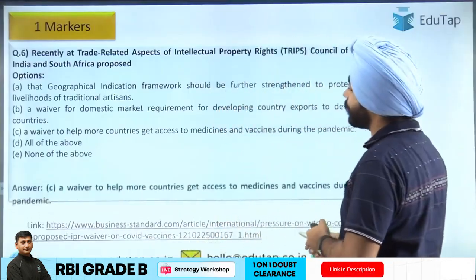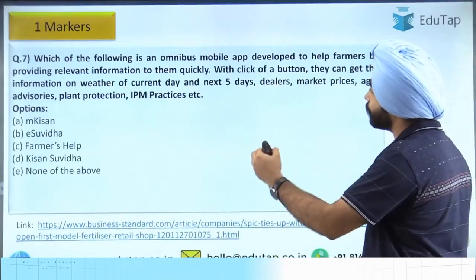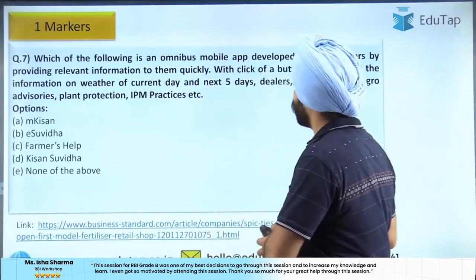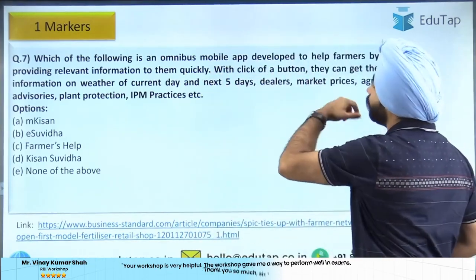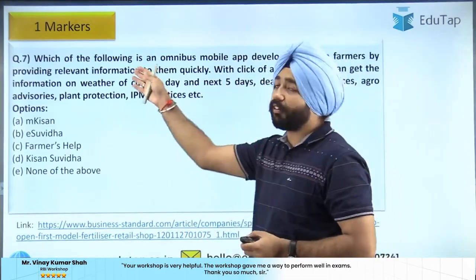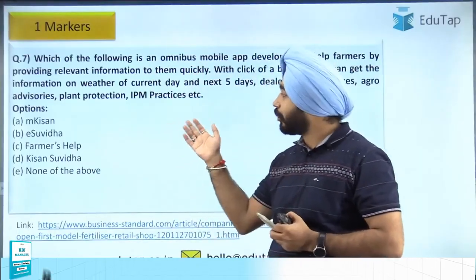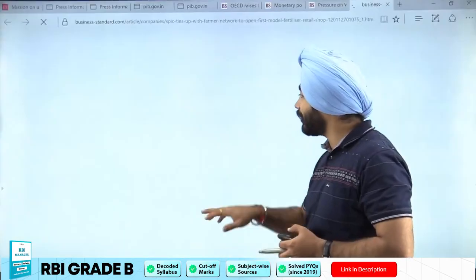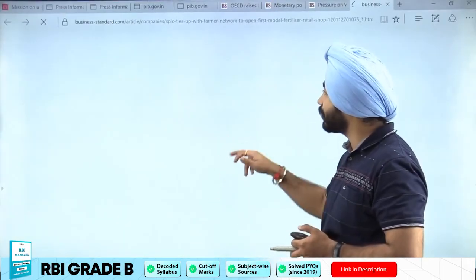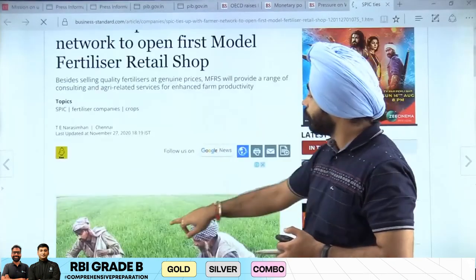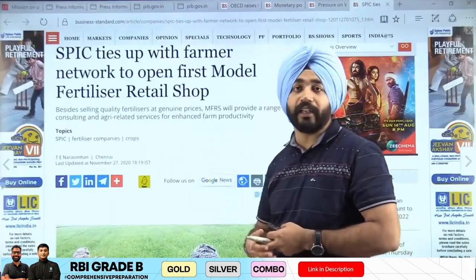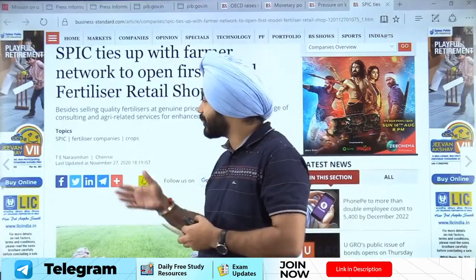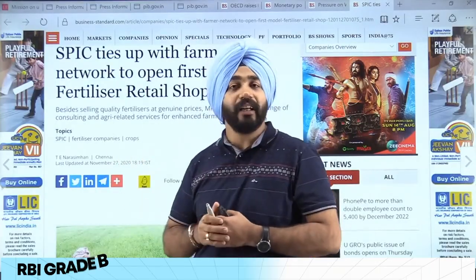Now if I talk about the next specific question, guys, the next question that was being asked is which of the following is an omnibus mobile app developed for farmers by providing relevant information to them. So this was talking about your Kisan Suvidha app. ठीक है जी, so if I can say why this thing was seen in news, तो again आप देख सकते हो, it is November 2020. ठीक है, that we can say around 6 months before your examination, or 5 months if I can say precisely, this thing was seen in news.